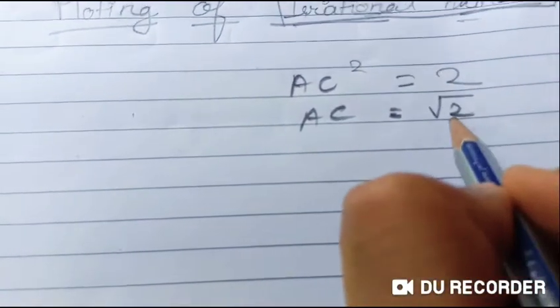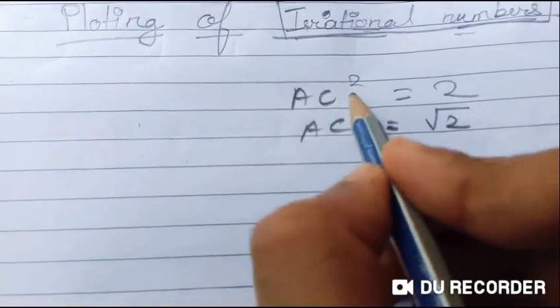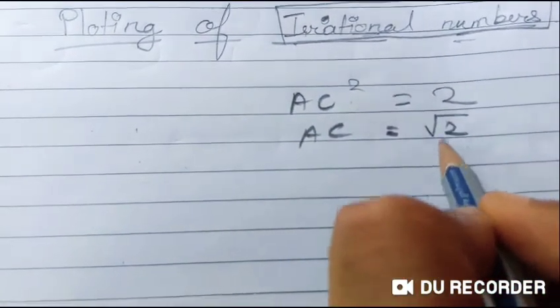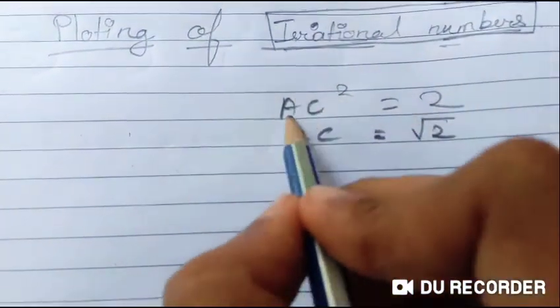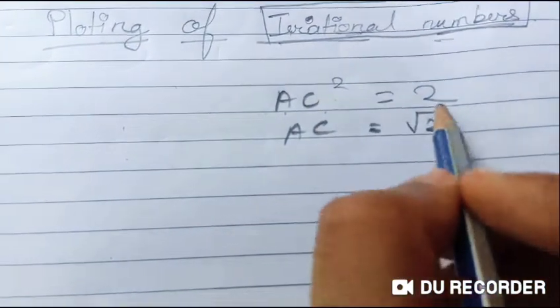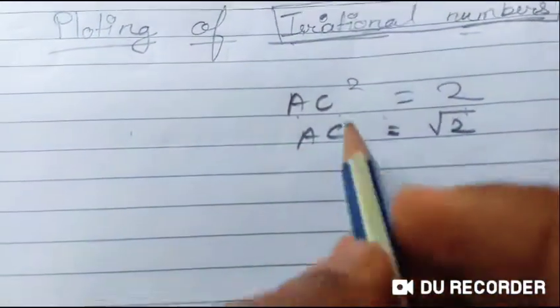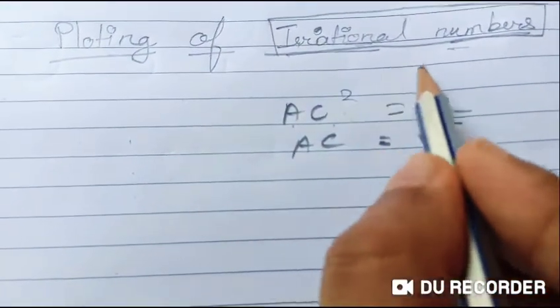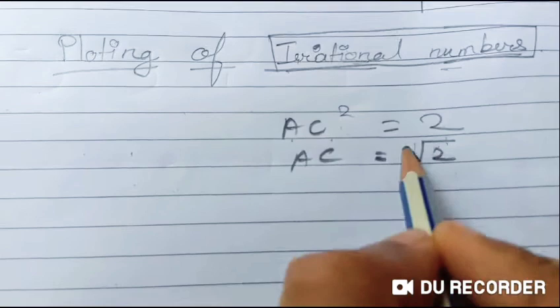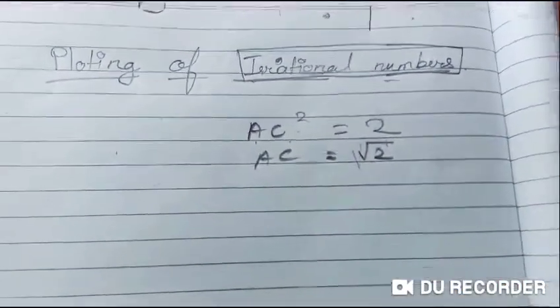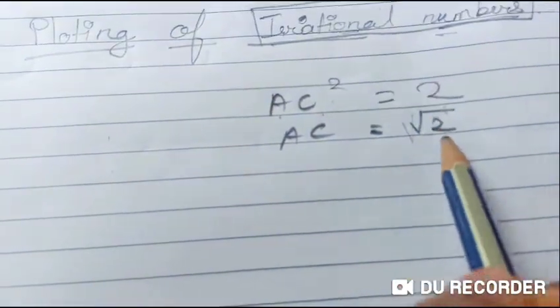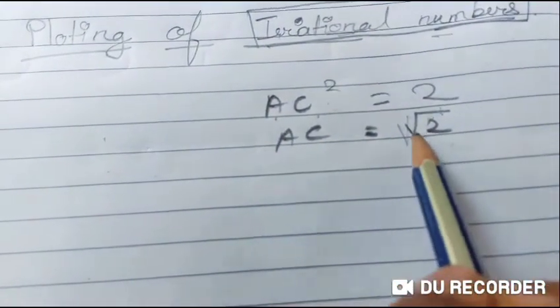Square going to the other side becomes root. Similarly, plus becomes minus, minus becomes plus, multiplication becomes division, division becomes multiplication. In a similar way, the square when it goes to the other side becomes root. So now you got AC as root 2. What is the value of AC? AC is root 2.